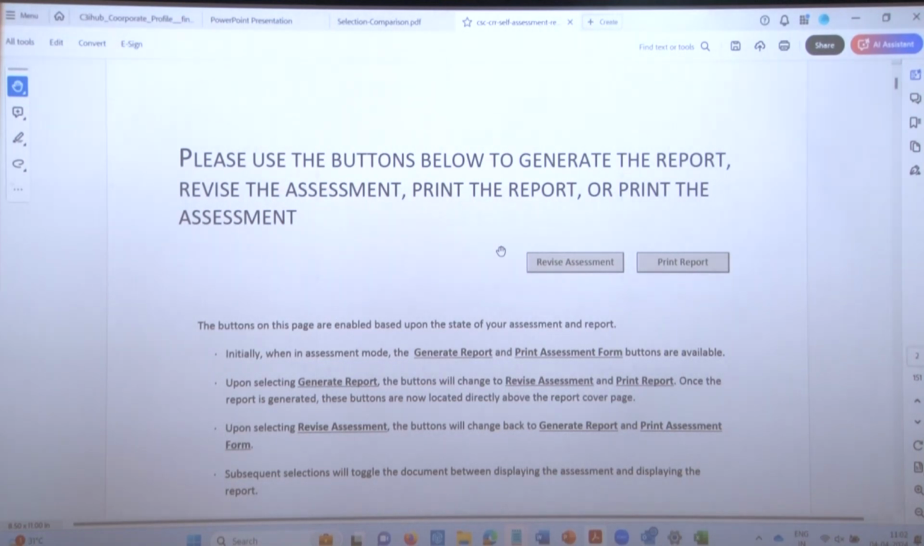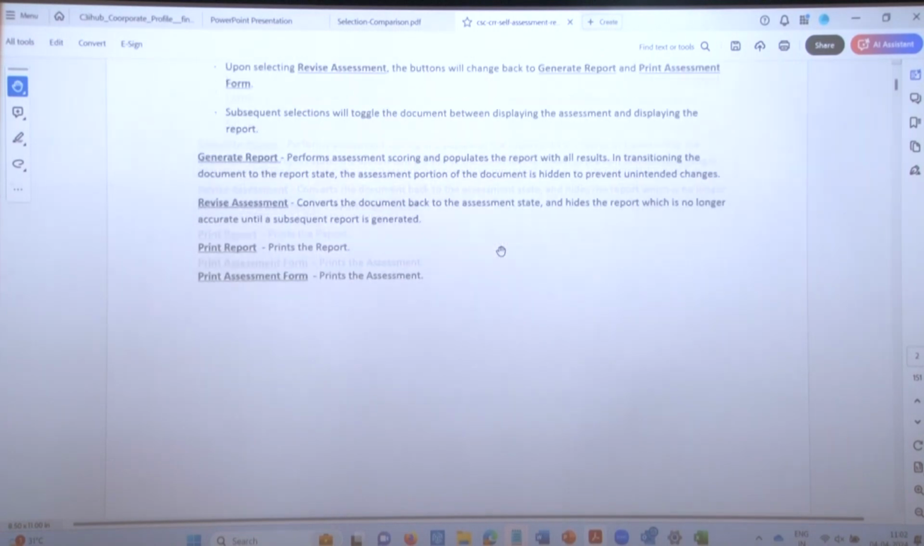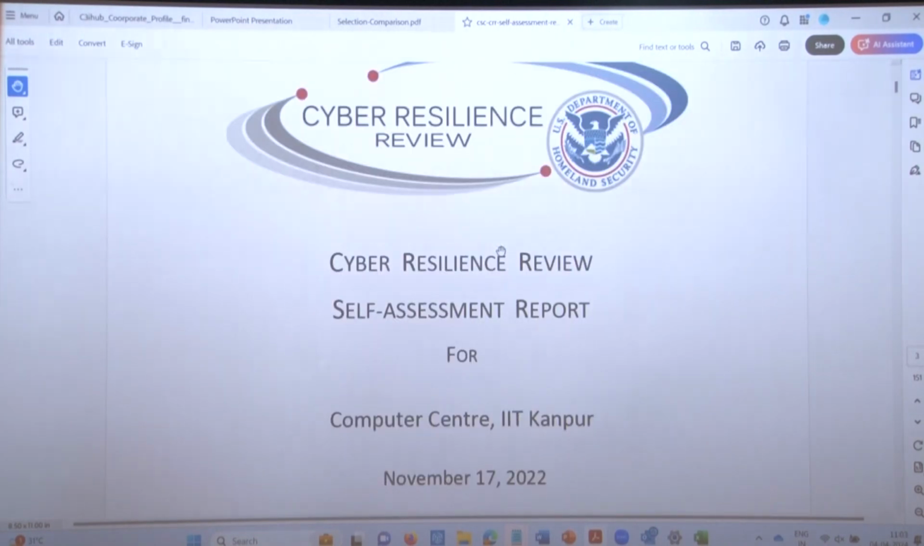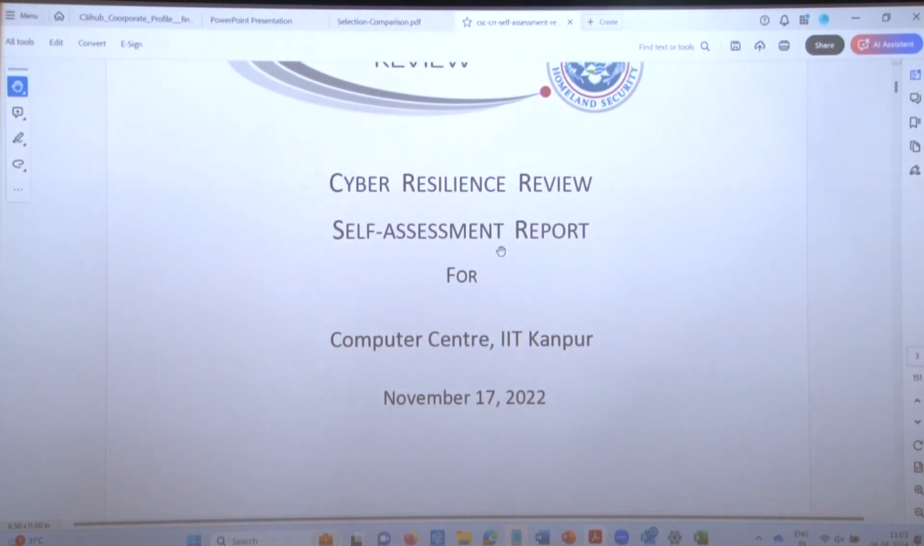So, this is a kind of instruction. This is what we call a self-assessment report. There are two ways to do this report. One is self-assessment. The organization itself does the assessment after having studied the goals of each domain and the practices in each domain, and then asking the relevant stakeholders within the organization how well those practices are being implemented, etc. And then you can generate the report.